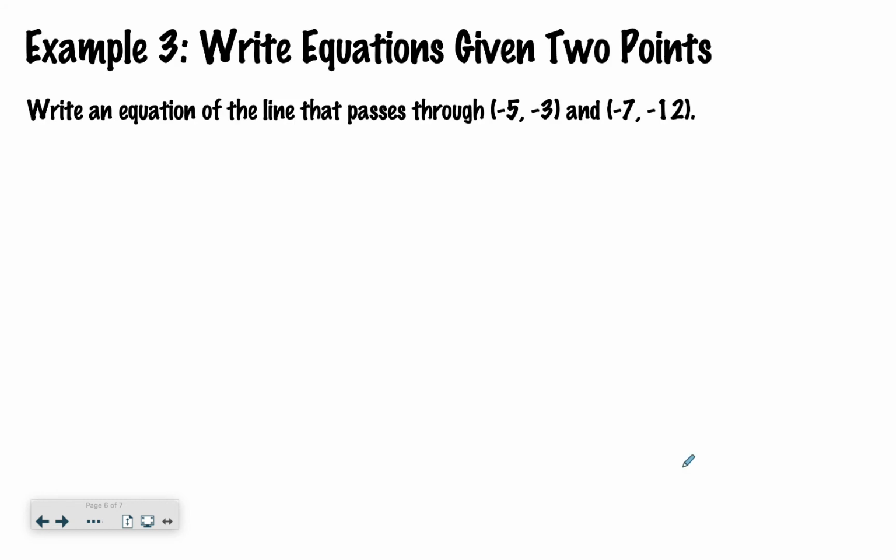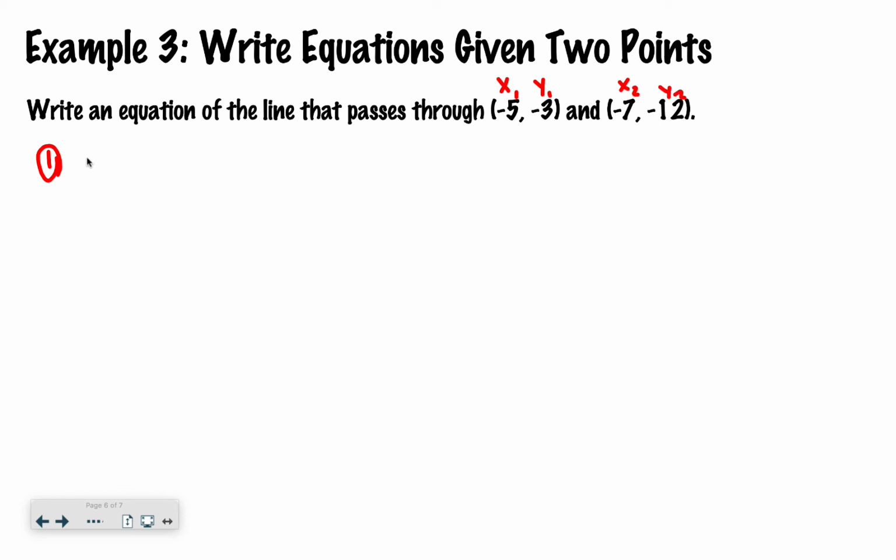All right, now let's practice writing an equation of the line that passes through (-5, -3) and (-7, -12). So this is us practicing without having a slope first. So that means that my first step of these types of problems where I have 2 points is to find the slope. So I have x1, y1, x2, y2.